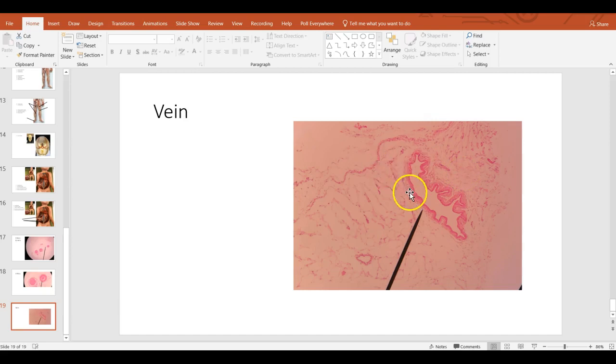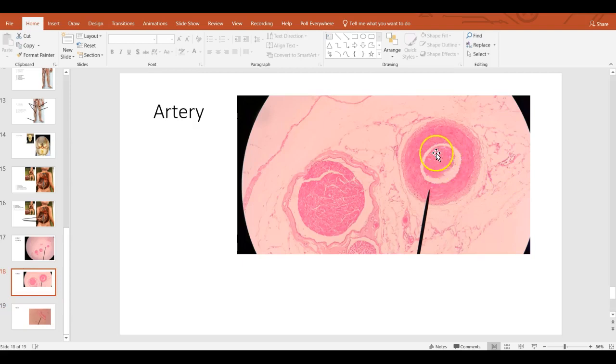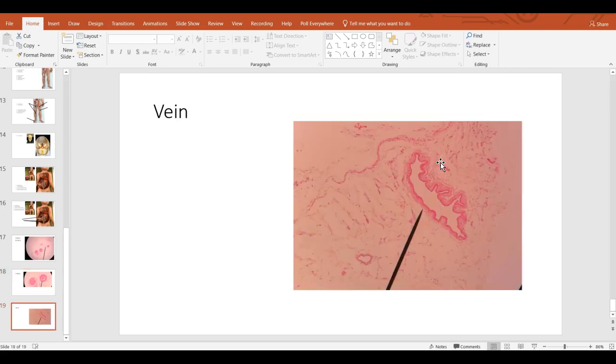Here the wall is much thinner, and you'll also notice if you were to stretch this vein out so that it made a complete circle, the lumen of this would be much bigger than the lumen of that. So arteries tend to have narrower openings and thicker walls, and veins tend to be larger, or at least have the ability to become wider than the arteries, and they have thinner walls. So that is what you need to know for the blood vessels.